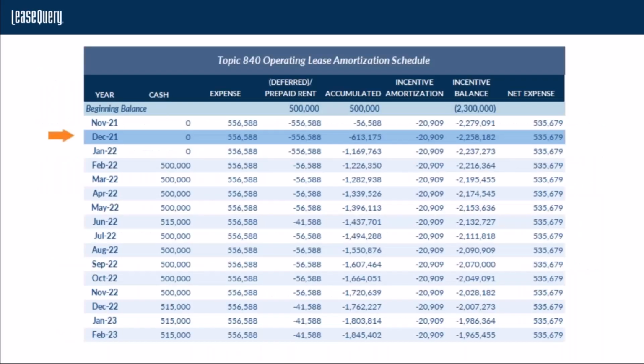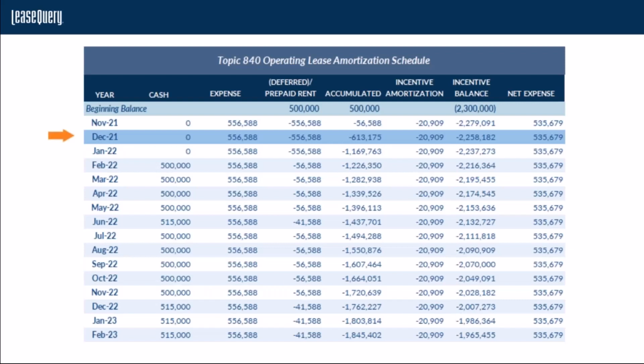So we've got the straight line expense calculated, and you can see in our 840 amortization schedule, when that lease begins in November of 2021, we're going to recognize that expense in that second column on the left, that 556,558. That is going to be, or I guess that's before the incentive. And then you see once the incentive is reduced on the right side, that gets us to the $535,679.